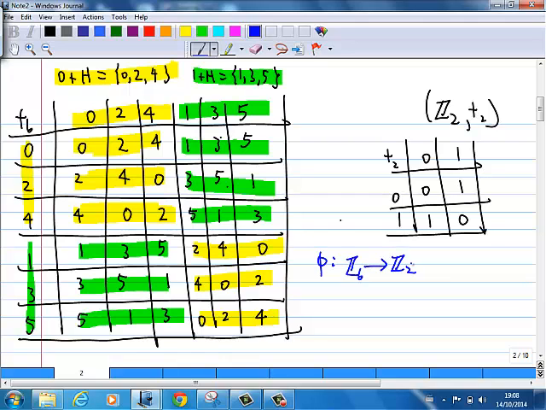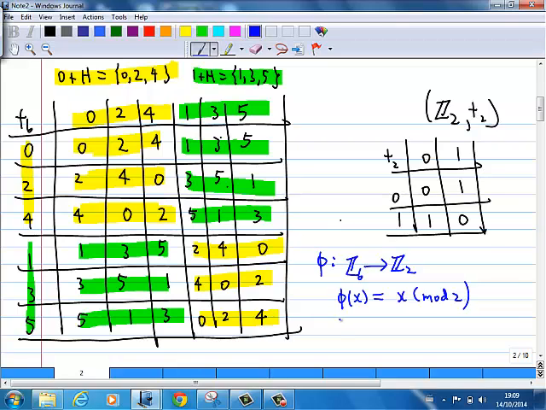Okay, I want to do a mapping so that they have the same color. So what I'm going to do now is, whatever element in Z6, I just take whatever number you have, modulo 2. Whatever number 0, 1, 2, 3, 4, 5, I just send to the same number modulo 2. Okay? So what does it mean?